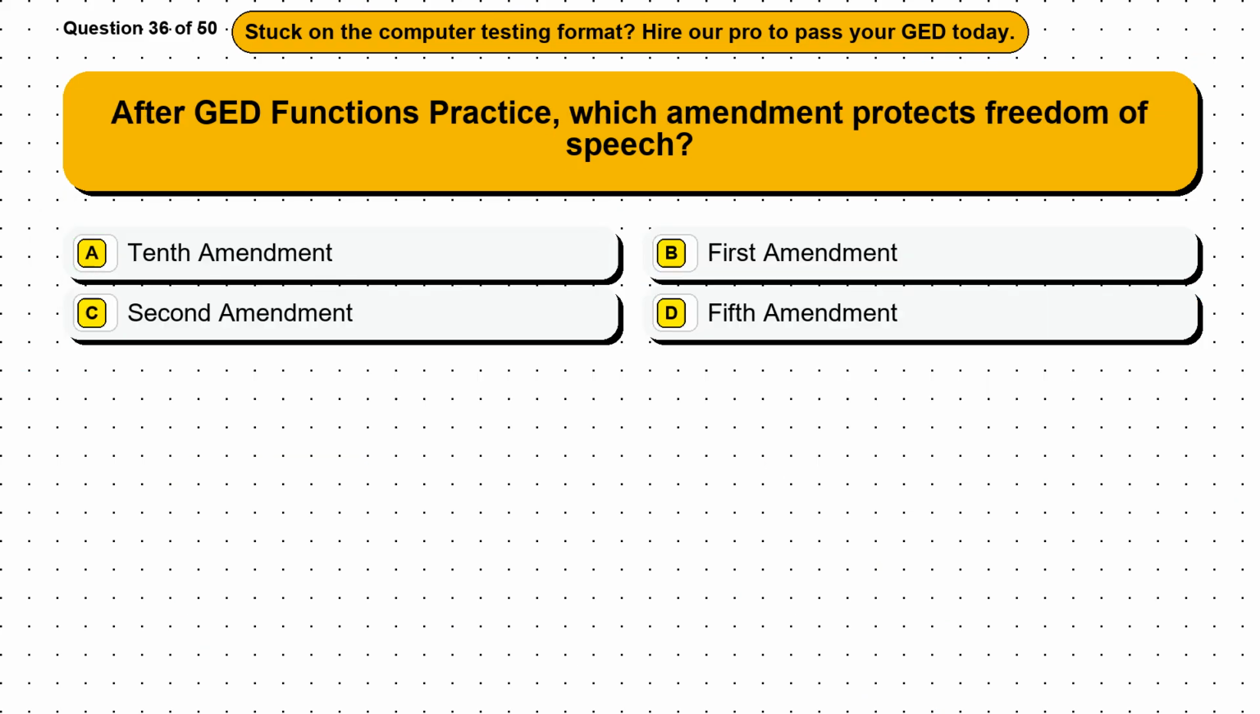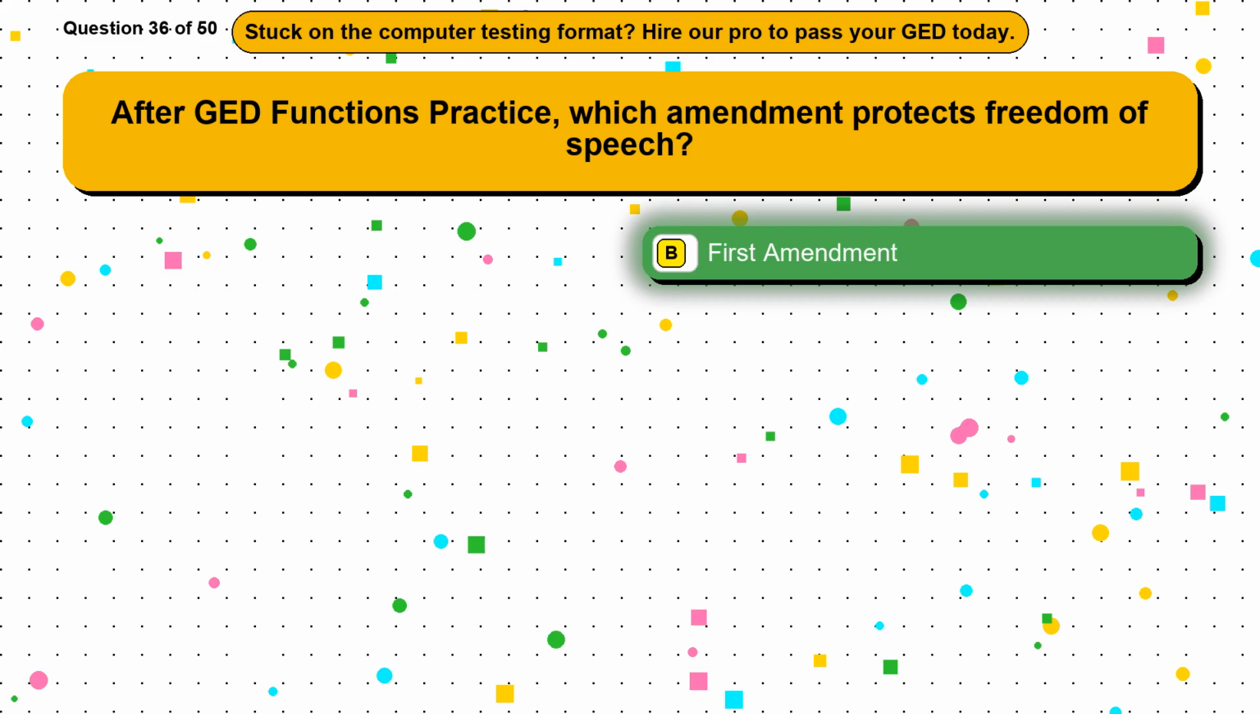Question 36. After GED Functions Practice, which amendment protects freedom of speech? Option A, 10th Amendment. Option B, First Amendment. Option C, Second Amendment. Option D, Fifth Amendment. The correct answer is option B, First Amendment.